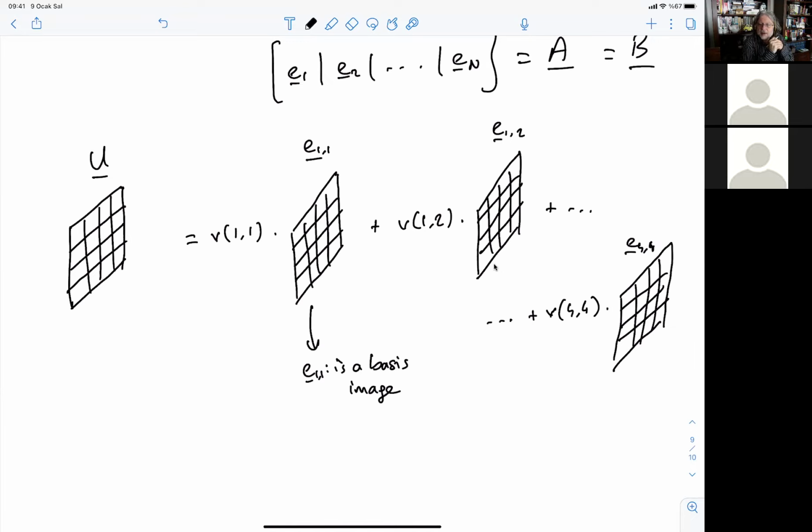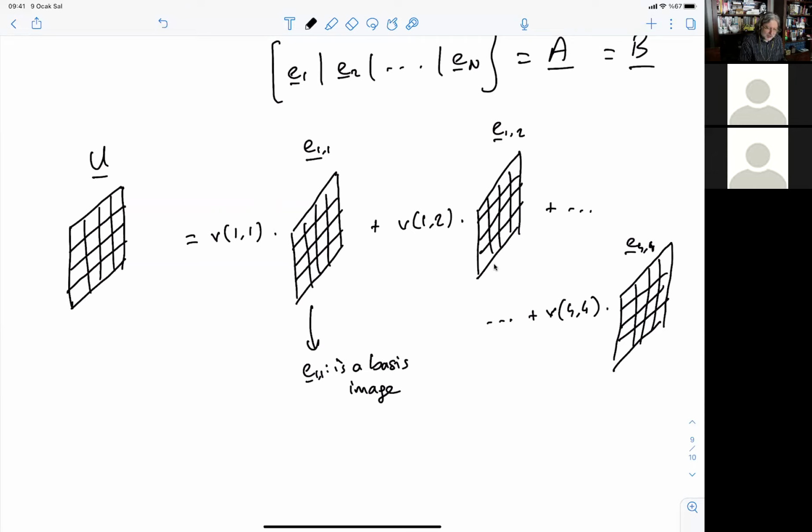For example, for this representation of a 4 by 4 image, how many basis images are we using? How many basis images are we combining to come up with a 4 by 4 U image? Can any of you tell me about that? So how many basis images do we have here? I'm expecting an answer at this point from you. Maybe 16. Yeah, it's exactly 16. We need to have 16 basis images.